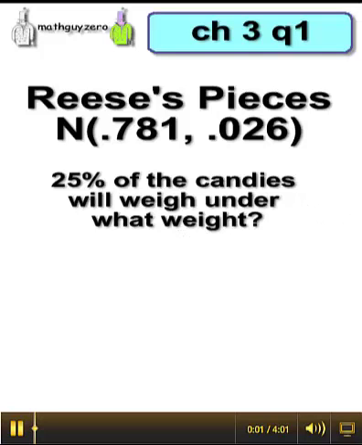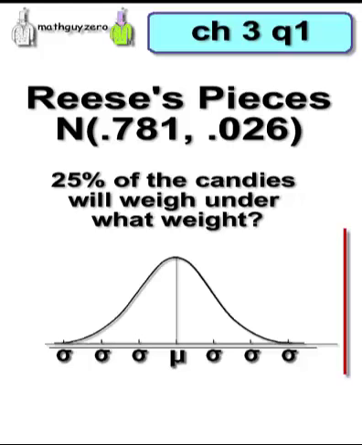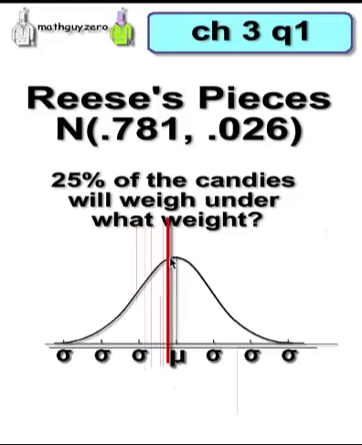So we're looking for the weight where 25% of the candies will weigh under. So first thing we got to do is remember what that looks like on the normal distribution curve. 25%. Remember, the mean cuts the data in half, so that's the 50% mark. And then one standard deviation to the left, that little chunk right in here is another 34%.